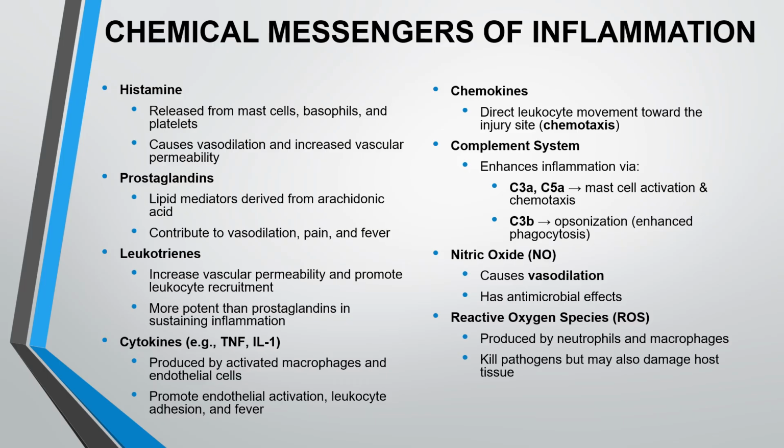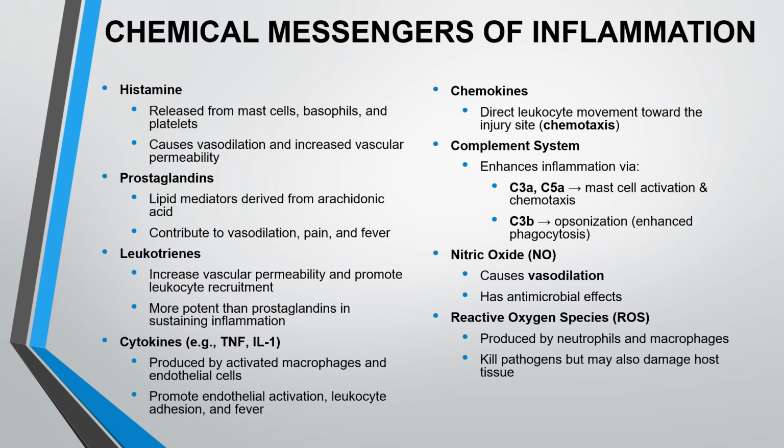The chemokines are basically the GPS system for immune cells. They direct leukocytes towards the injury site. They control chemotaxis, meaning directed movement, not random wandering. Chemokines don't activate cells, they tell them where to go.